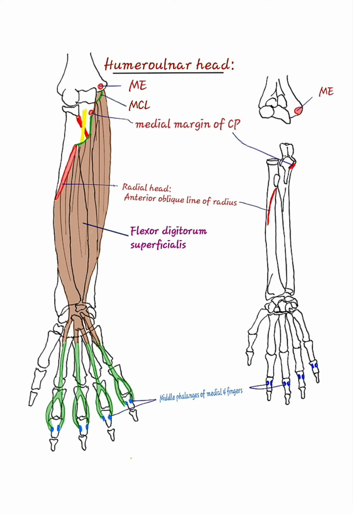Insertion, muscle is divided into four tendons. Each tendon is divided into two slips. These slips are inserted on middle phalanges of medial four fingers. This is metacarpal, proximal phalanx, middle phalanx, distal phalanx. Each tendon divides into two slips which are attached to sides of middle phalanges of medial four fingers.